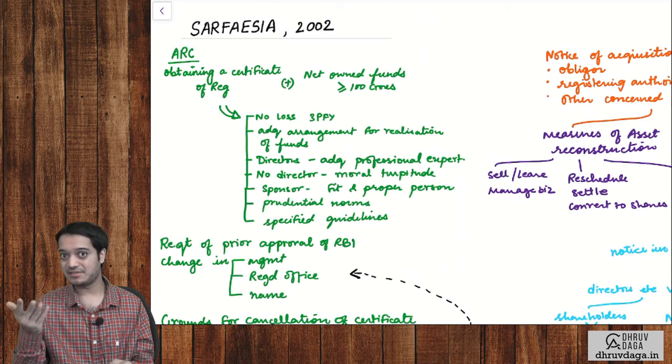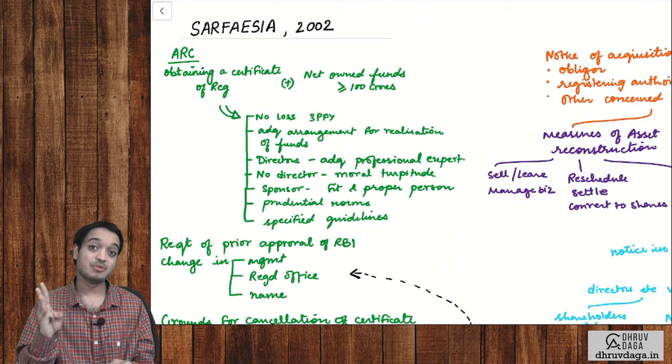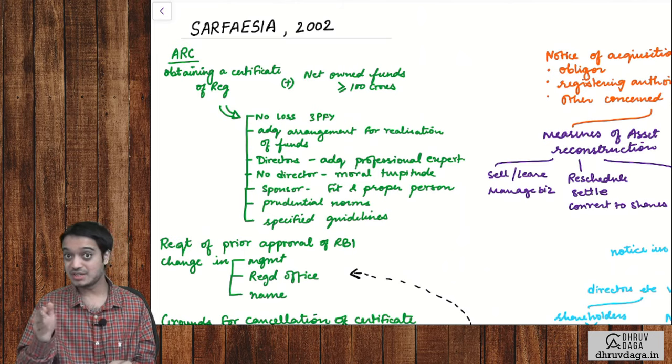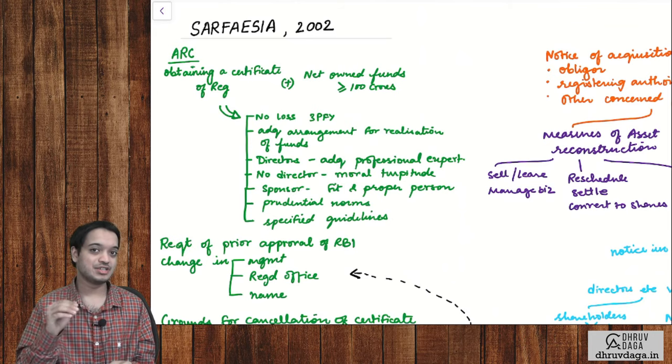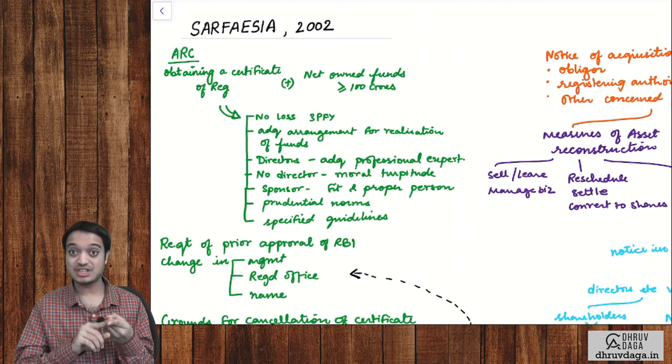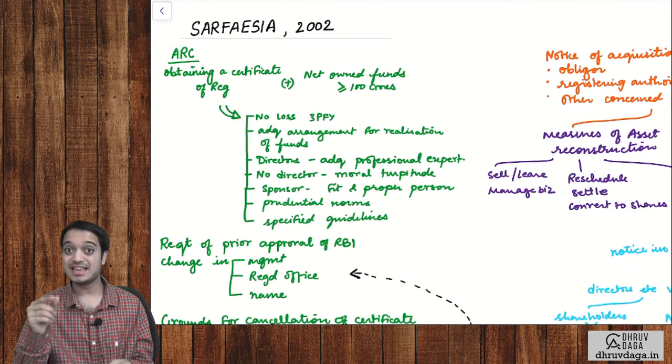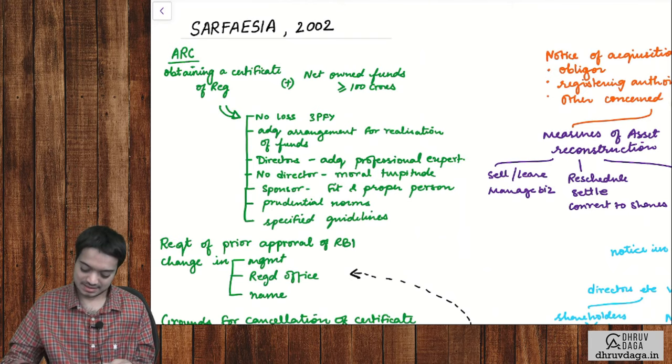After you receive a certificate of registration, if you want to do these 3 changes, you will require a prior approval of the RBI. If you do these changes without obtaining a prior approval of RBI, the certificate of registration shall stand cancelled. What are those 3 changes? Number 1, change in management, including the managing director, director or CEO. Number 2, change in the registered office of the ARC. Number 3, change in the name of the ARC.